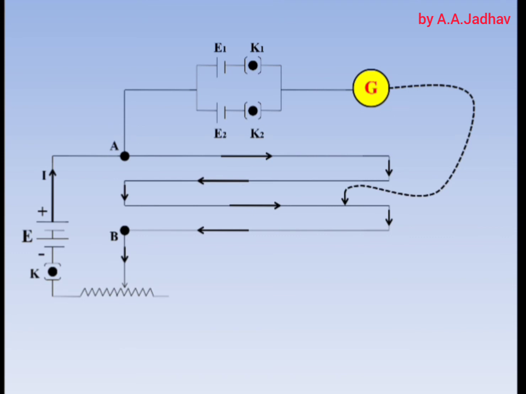Now, for the second cell of EMF E2, we remove key K1 from the circuit so that cell E1 is disconnected, and key K2 is closed. So, cell E2 is now in the circuit. Now, by closing key K, current I flows through the circuit. By touching the jockey at different points on the potentiometer wire AB, null point P' is obtained, for which the galvanometer shows null deflection.